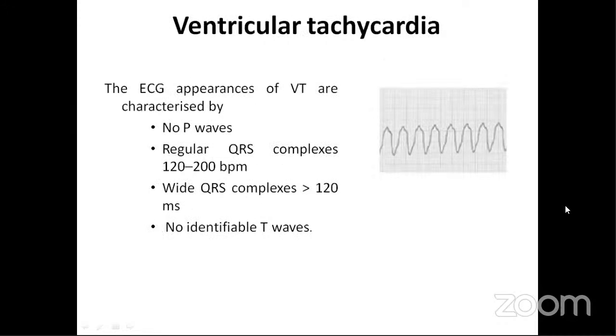And ventricular tachycardia. The appearance of ventricular tachycardia is shown. It is not like a normal ECG waveform. See, no P wave, and it is regular actually, but it does not have a particular correct interval. There is a wide QRS complex, and no identifiable T waves. There is a QRS complex, but not with a normal interval. So there is no P wave, and wide QRS complexes, and no T waves in ventricular tachycardia.